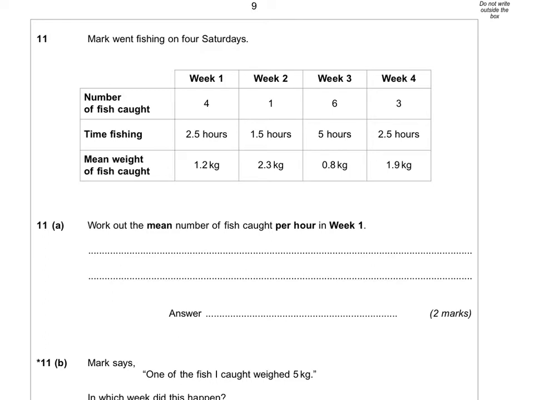Question 11 part A. Work out the mean number of fish caught per hour in week 1. So we're working out the mean number of fish caught per hour in week 1. So he caught 4 fish in 2.5 hours, so we need to do 4 divided by 2.5, which works out to be 1.6.